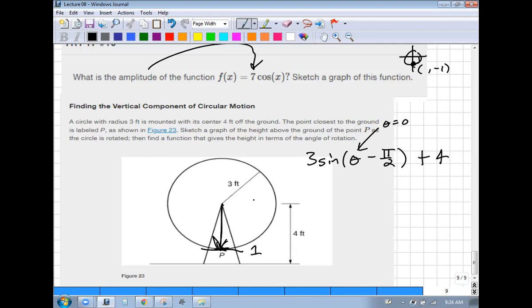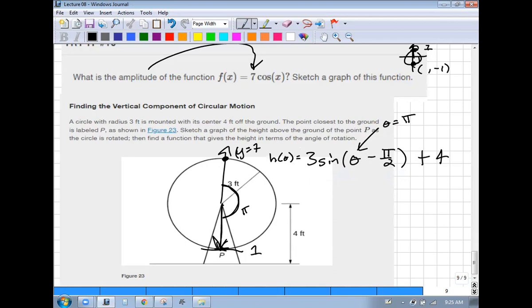We could try another one. So if our angle is, say, pi, that would be pointing straight up. The y value here would be 4 plus 3, so the y value would be 7. So let's see what happens if we plug in pi and make sure we get 7 out of this thing. Pi minus pi over 2 is pi over 2. Sine of pi over 2, according to the unit circle, is 1. Then 1 times 3 is 3, plus 4 is 7. So that checks out. Those two test points check out. So this is our height as a function of theta.